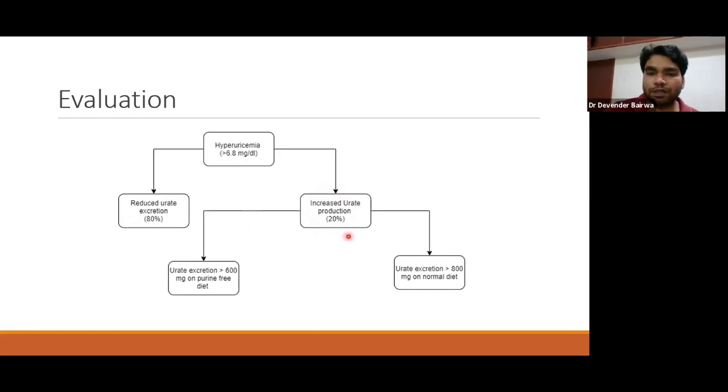So this increased urate production, how do you confirm it? You can look for 24-hour urate excretion in the urine. Suppose somebody is on a purine-free diet and is excreting more than 600 milligram of urate per day, or on a normal diet more than 800 milligram, then mostly there is overproduction of uric acid in the body. So mostly we are dealing with increased urate production. Suppose this is not there, then mostly it is reduced urate excretion which is the cause of your hyperuricemia. In some cases, there can be combined causes.